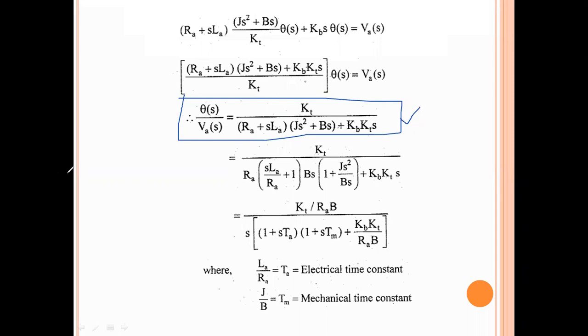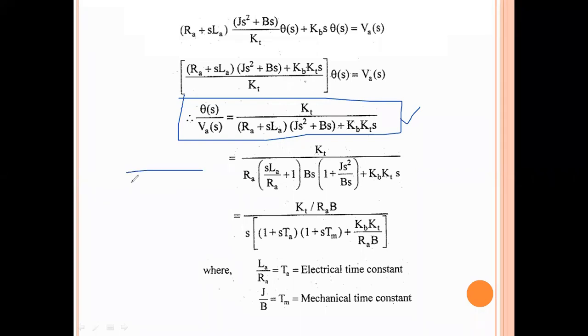However, generally the transfer functions are represented in terms of zeros and poles. In the next unit, I'll explain what is zero, what is pole, how we can represent the transfer function, and why we need to represent the transfer function in this 1 plus S formula. I'll explain in the next classes.